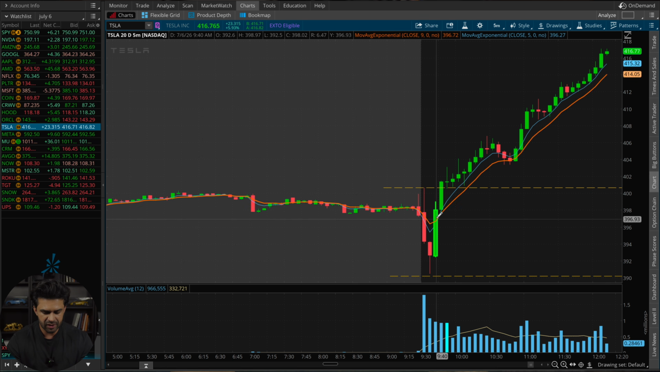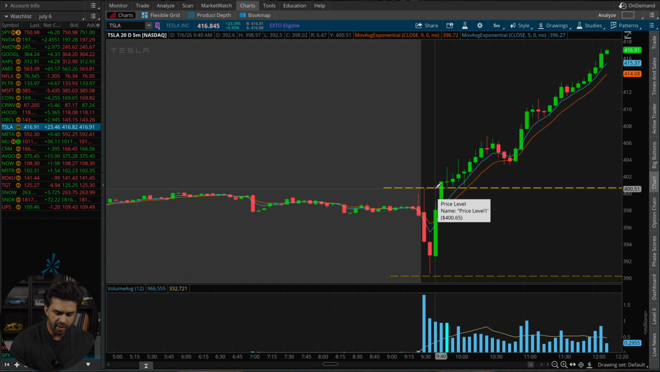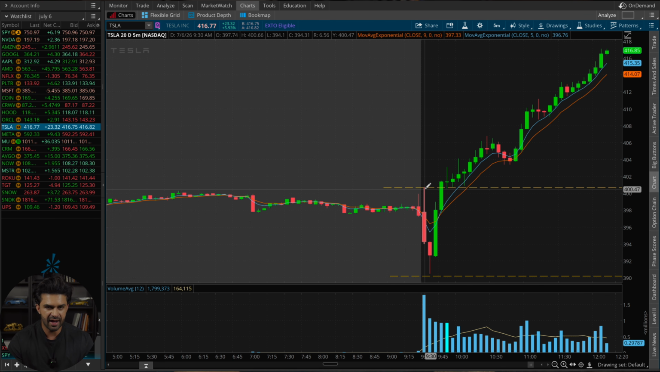So the idea is once this candle closes, now to go short, we want to close below the low. To go long, you want to close above this level, which is that high for the continuation on the upside. That's called the opening range.